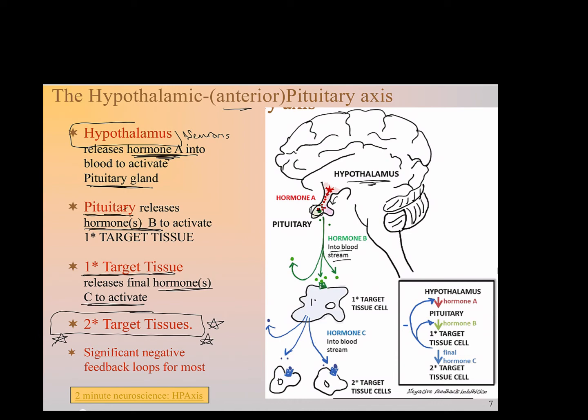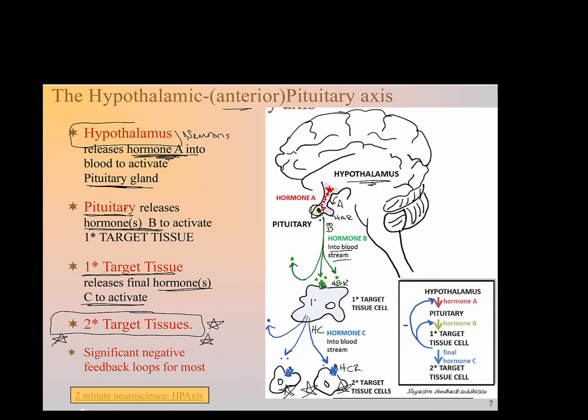Again, we had hypothalamus. Hypothalamus releases hormone A onto hormone A receptors in the pituitary. Pituitary releases hormone B. Those hit hormone B receptors on a primary target cell. The primary target cell is going to make hormone C. That's going to go through the bloodstream, activate hormone C receptors, and then you're going to have whatever your final physiological output is.